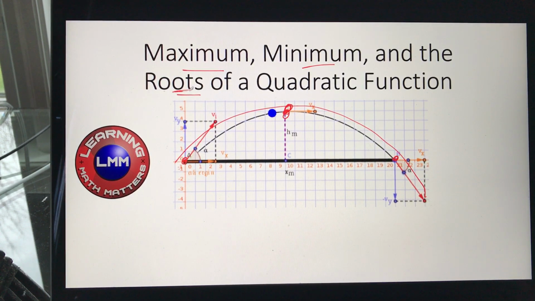In addition, the idea of the roots are also what we call the zeros. So this value here and this value over here.